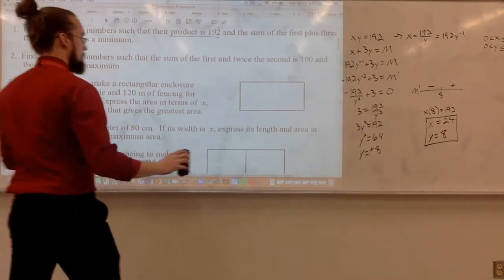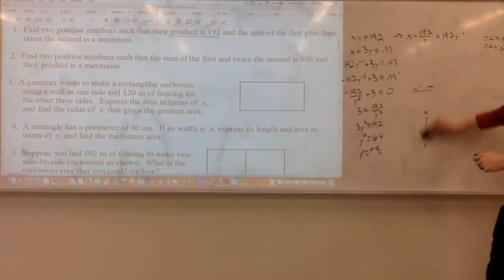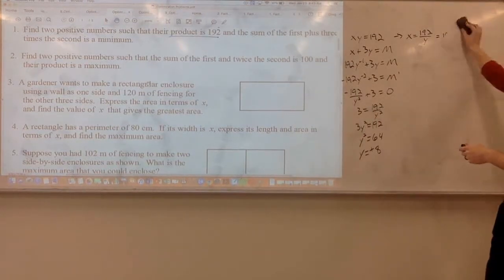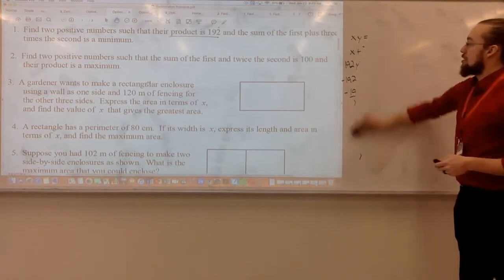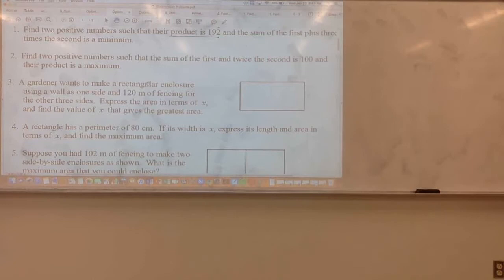I drew my picture. That's a good start. And I came up with 2 equations, but then I didn't know which one to take the third. Well, that's usually the hardest part, is coming up with the equations. I never said they were right. I just said I came up with something.